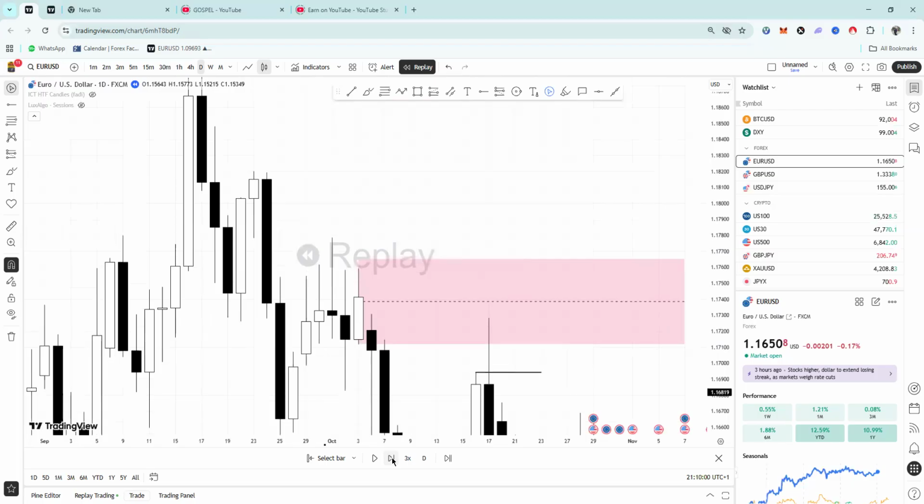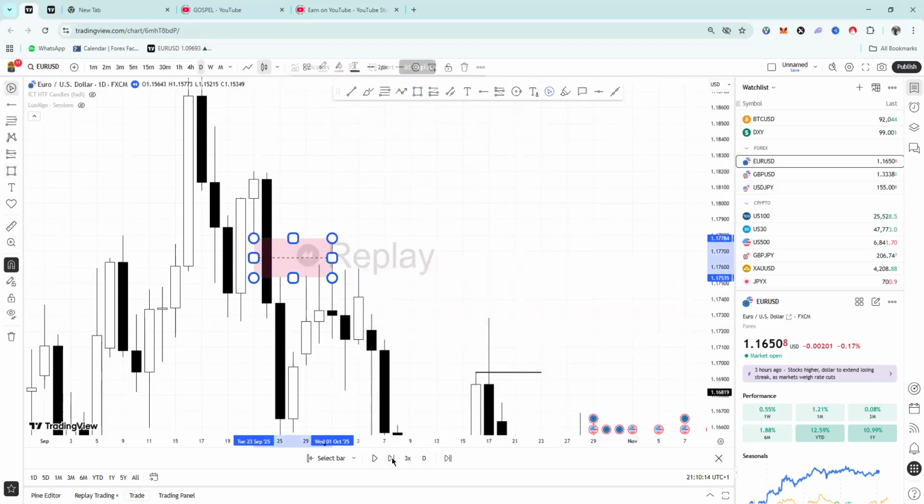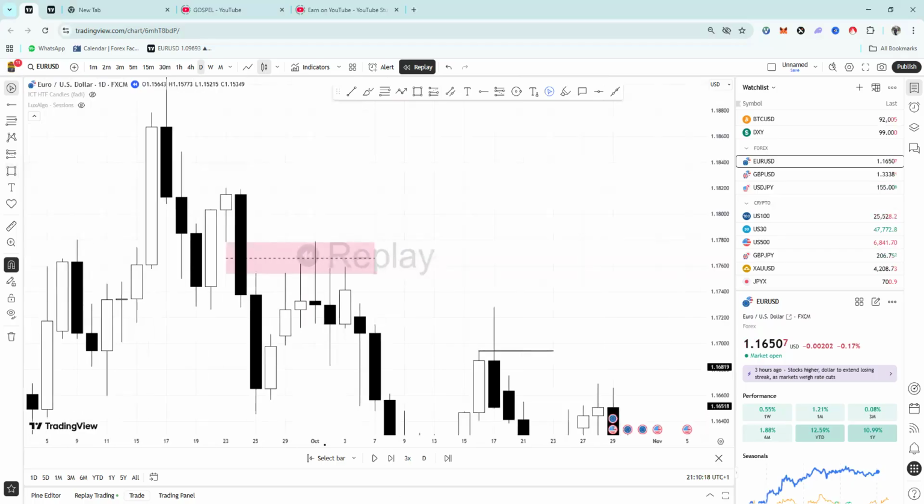Like, for example, look at this one here. Look at what we have here. This is our FVG. This is a fair value gap, and this is also a key level. Now you are going to notice something. Look at the reaction of price when it came into this zone. Price came into the zone and formed what?